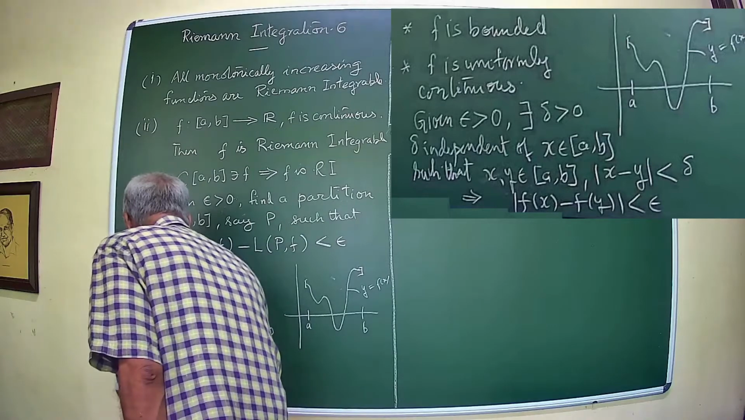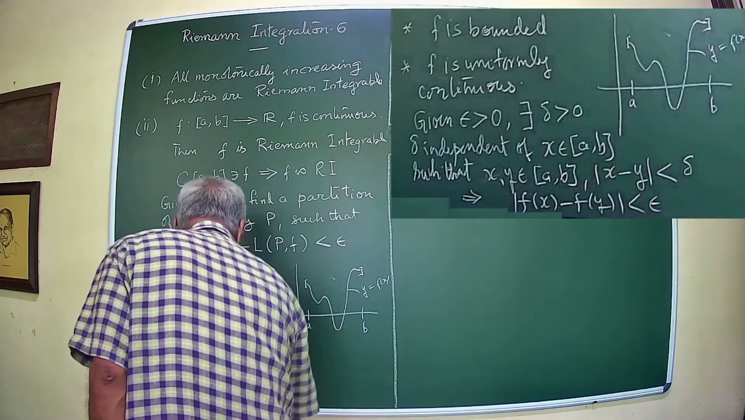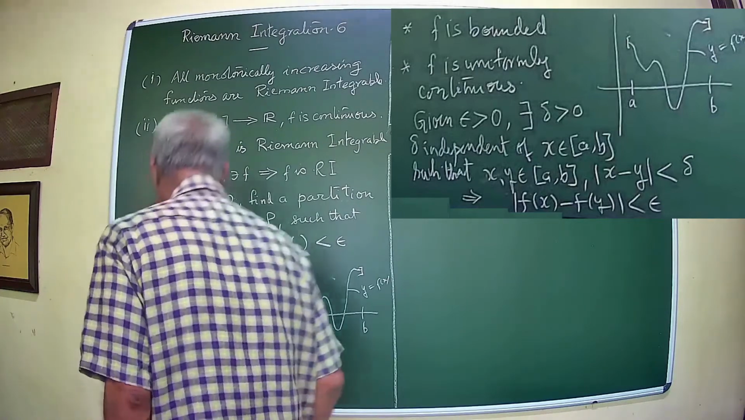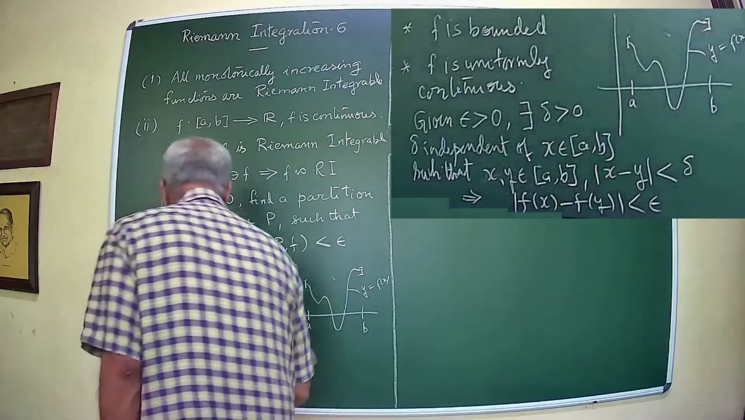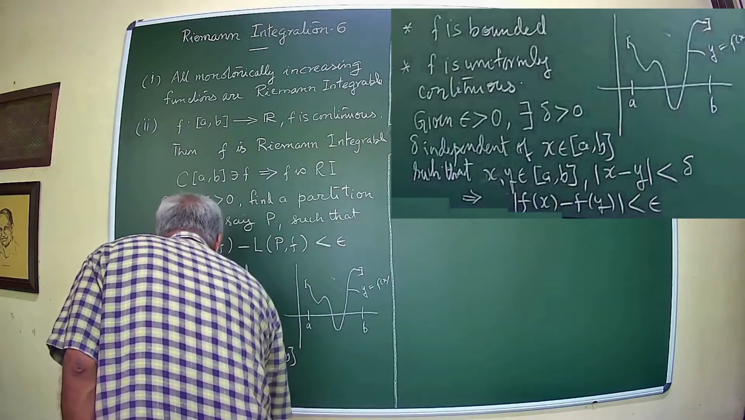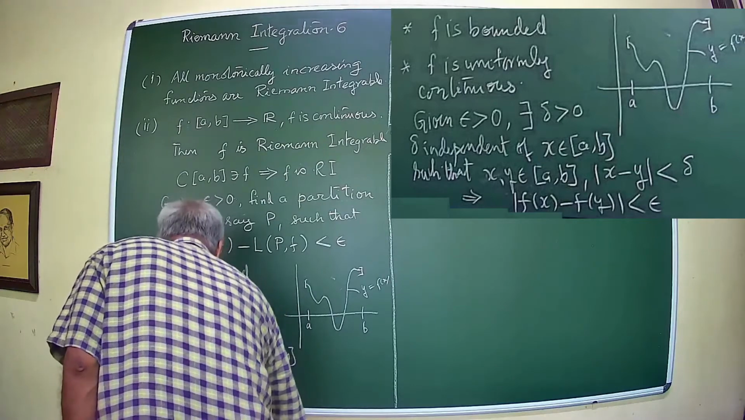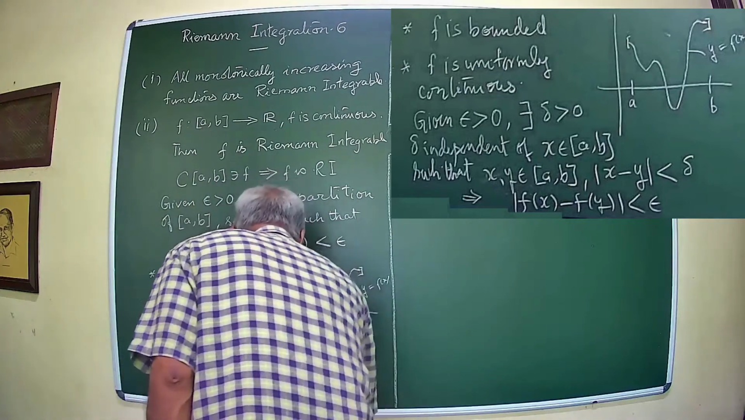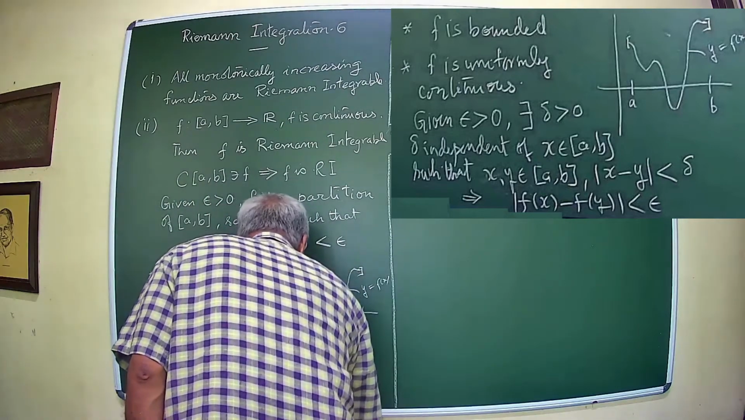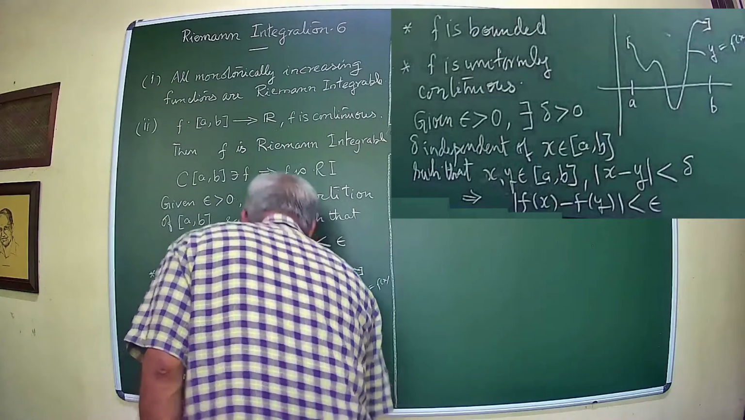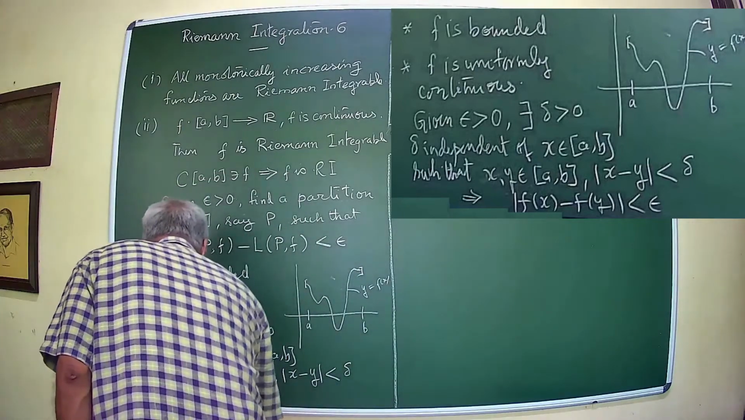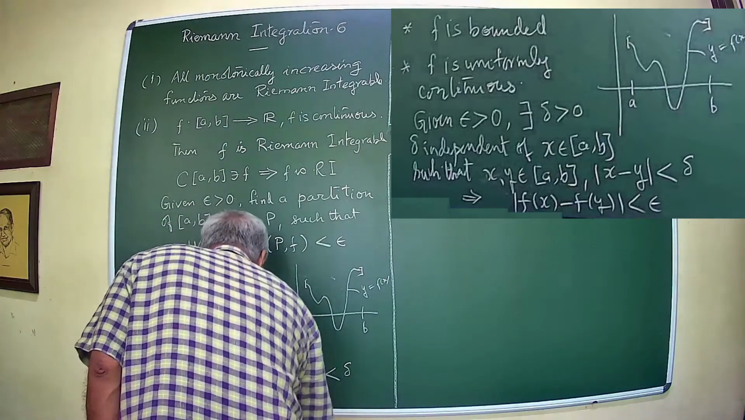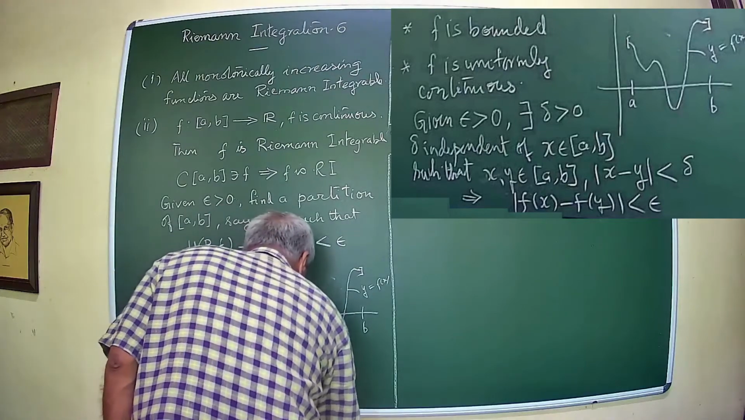delta independent of x belonging to AB, such that for x, y belonging to AB, mod x minus y less than delta implies mod f of x minus f of y less than epsilon.